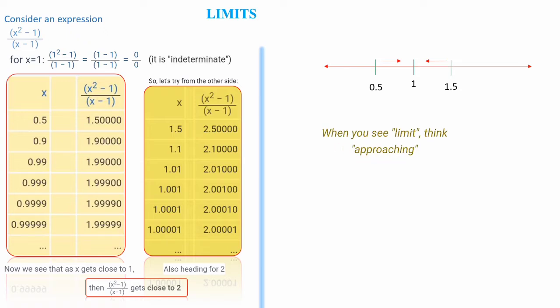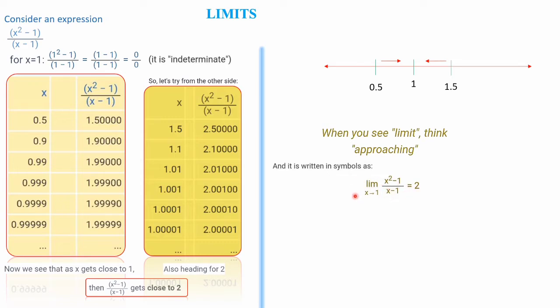Here you can see the value is approaching 2, and here also the value is approaching 2 from both sides. 1 is the middle value, and from the left, if you consider it, it is approaching 2, and from the right of 1, if you put values, the value is also approaching 2. It is written in symbols as limit x tends to 1, (x square minus 1) divided by (x minus 1) is equal to 2.